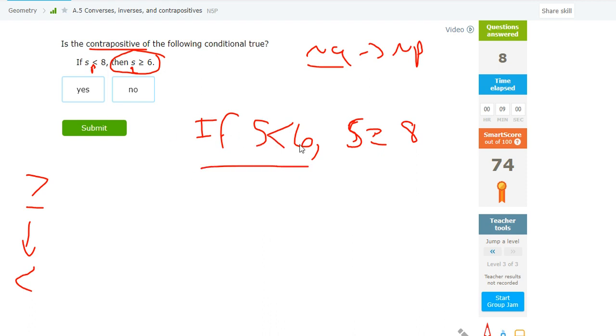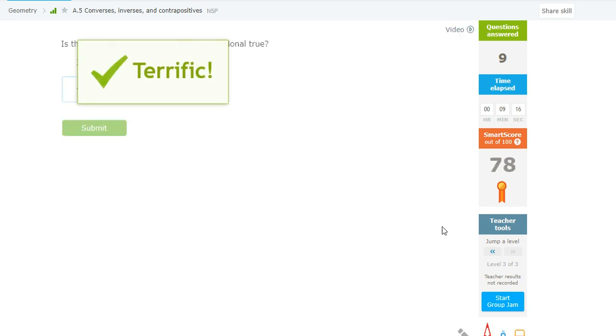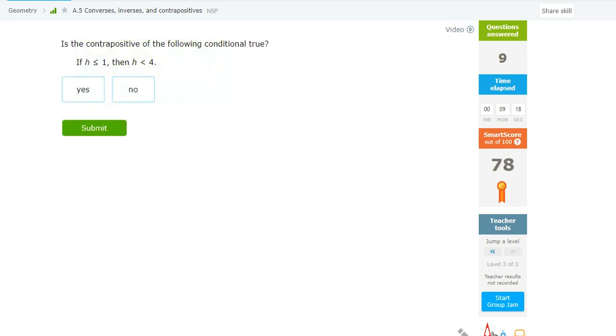Okay, so I need to assume that the hypothesis here is true. So I need a number less than 6 that'll satisfy this. So let S be, I don't know, 5, right? So let S equals 5. Is 5 greater than or equal to 8? No. Hit no, press submit. Okay? Just use this tool. This is so helpful.